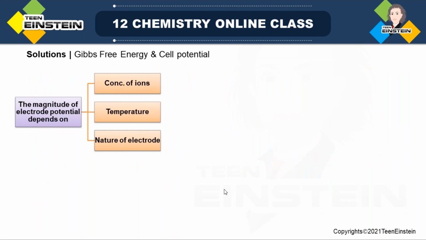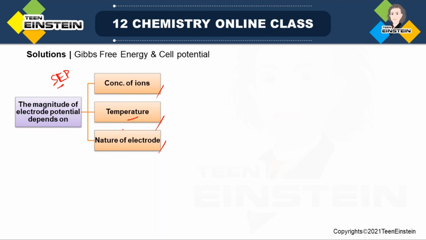So now we have discussed some problems. After that, as we have time, we will see what is Gibbs free energy, which is a thermodynamic term basically, and how it is related to cell potential. So first of all, we have to understand that the magnitude of electrode potential is actually dependent on some factors. So these are the factors. As it is dependent on these factors, that is why there is a concept of using standard electrode potential. Standard means concentration is fixed 1 molar, temperature is fixed, room temperature 25 degrees centigrade.